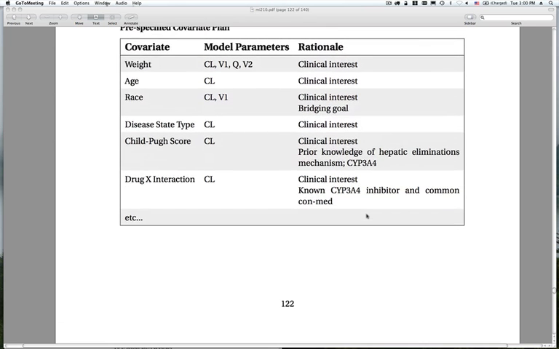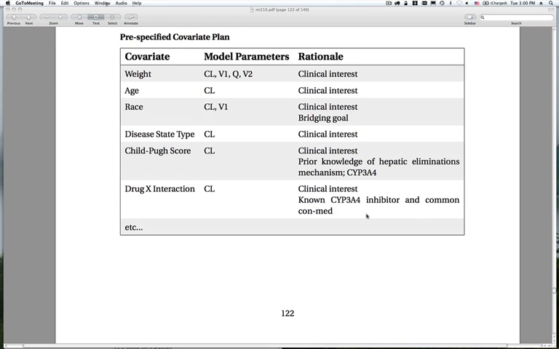Just because you're pre-specifying covariates, it doesn't mean that you have prior knowledge that all of these are clinically important predictors. It's just an indicator that they are clinically interesting, and you want to understand the relationship. There's some hypothesis that you want to address, or maybe there's some labeling information that you want to be able to provide with respect to this particular covariate set.